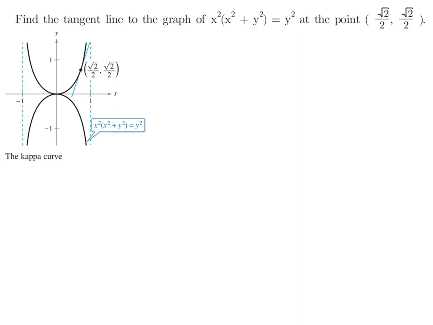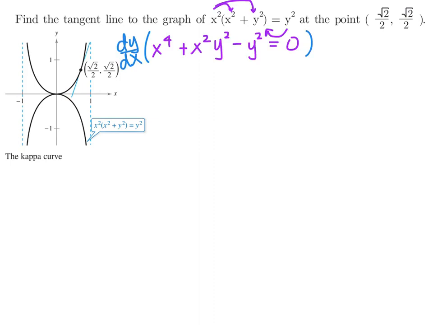All right, let's do another example, much like the others, where we're going to find the tangent line this time, though, to the graph of this kappa curve, so x squared times the quantity x squared plus y squared, all equal to y squared at this lovely point here.